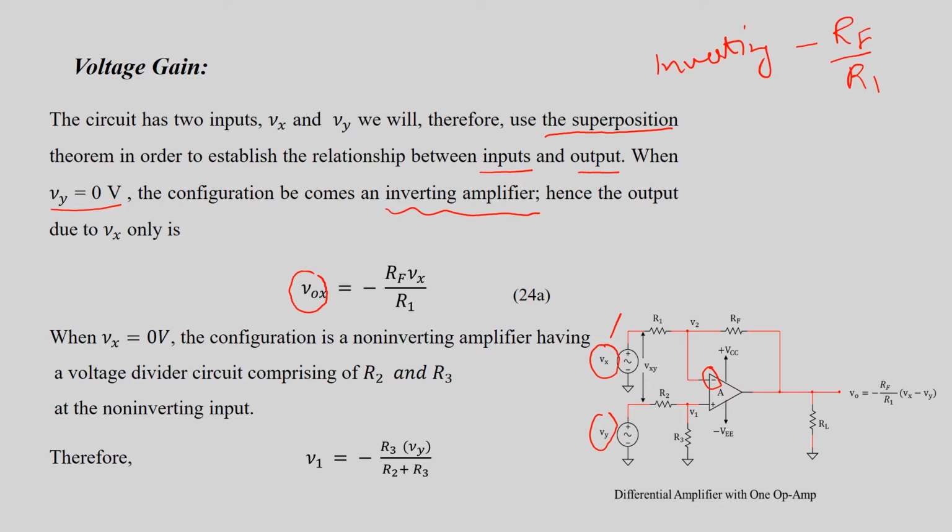Now when Vx is equal to 0 volt, the configuration becomes a non-inverting amplifier because it is applied to the positive terminal of the op amp. Now here we are having voltage divider of R2 and R3. So we need to calculate the voltage V1, which is applied to the positive terminal. So V1 becomes R3 over R2 plus R3 into Vy.